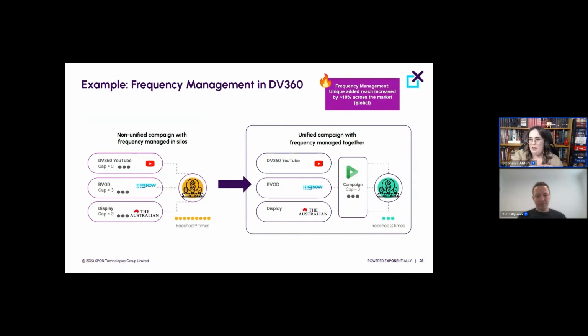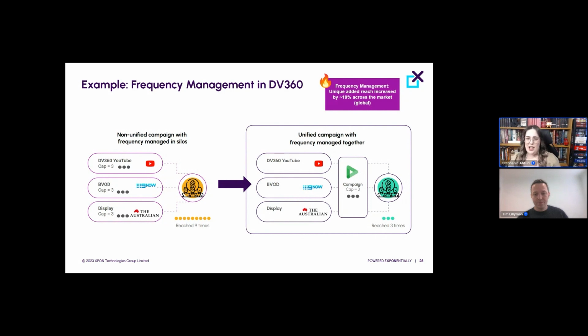On the left, we have a traditional or siloed approach where you can see we're managing campaigns on multiple platforms. Each of these might have a frequency cap of 3, but because none of these things talk to each other, our user has now seen the same ad 9 times across 3 different platforms. Again, wasted spend, ad fatigue. We're paying to show the same ad to the same person over and over again, where we could be investing that budget in reaching a new potential customer.